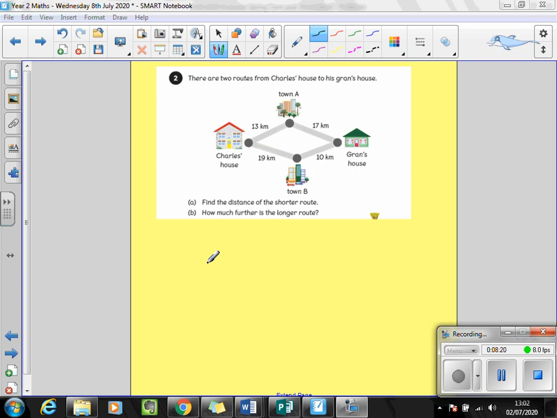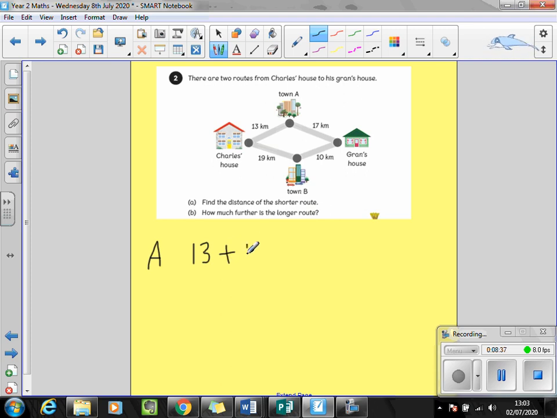Now, because there are 2 different routes, we're going to have to do 2 calculations here to work out which one is the shortest. So if I'm going to go via town A, I can see it's 13 kilometres from Charles's house to town A, and then a further 17 kilometres from town A to Grand's house. So if we go via town A, we know that Charles has to travel 13 kilometres and another 17 kilometres, making that 30 kilometres altogether. And I solved that using my number bonds. I know that 3 and 7 make 10, plus another 10 plus another 10 is 30 kilometres.